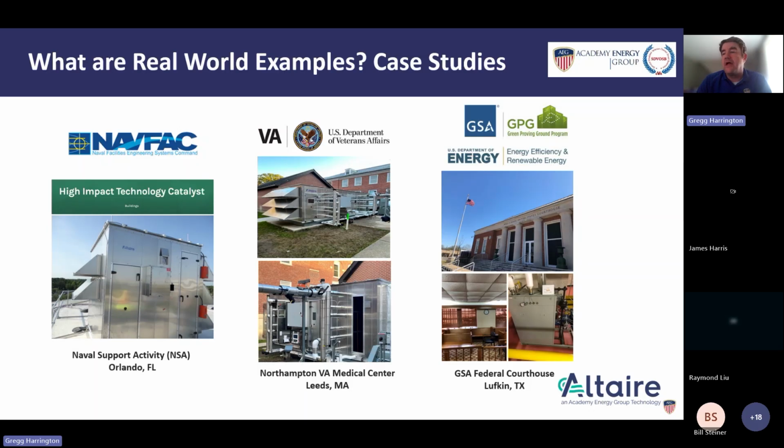You go through a submittal process that's reviewed with the help of a National Laboratory. You go to a semifinalist round where you are interviewed, and then there's final selection. We were fortunate enough to get selected for these. Our High Impact Technology Catalyst program project is in Orlando at a Navy site, and our GSA Green Proving Ground award-winning project is in a courthouse in East Texas.